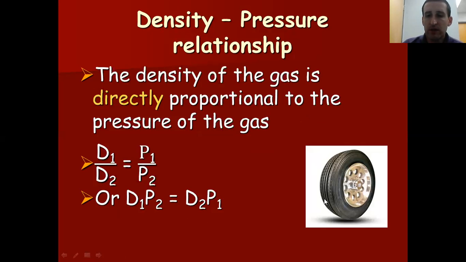A great example of this is bicycle tires, car tires, right? When we want to blow them up, what do we do? We just pump more gas into them. We pump more and more gas, more and more particles in there, making the density higher and higher. And that makes the pressure high enough for the tire to do what we want it to do effectively, allowing us to roll along the road.